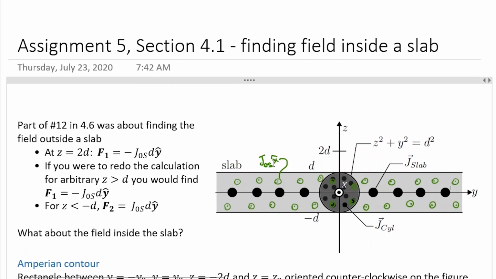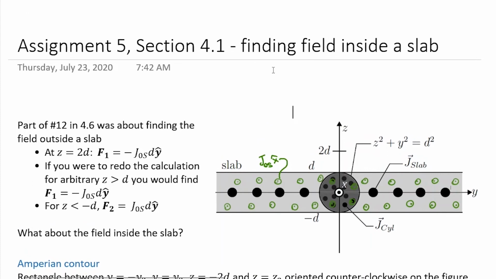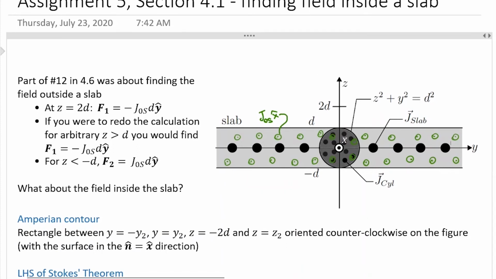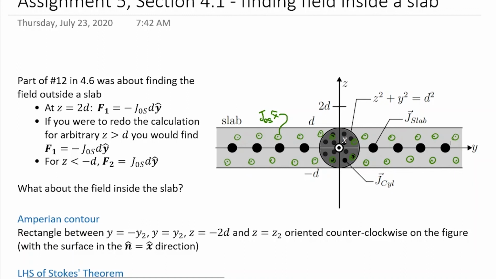Since we still have some time left, I want to talk about one more thing. Remember, in the problem we just did, there was a part about finding the field due to the slab.